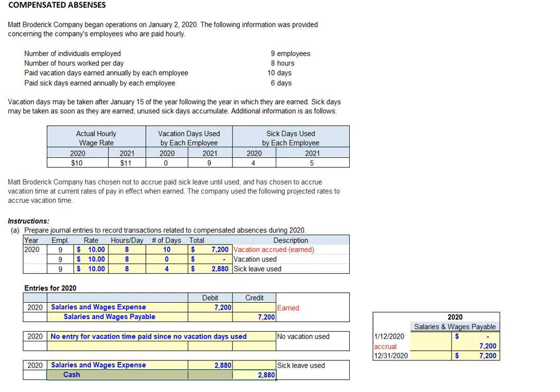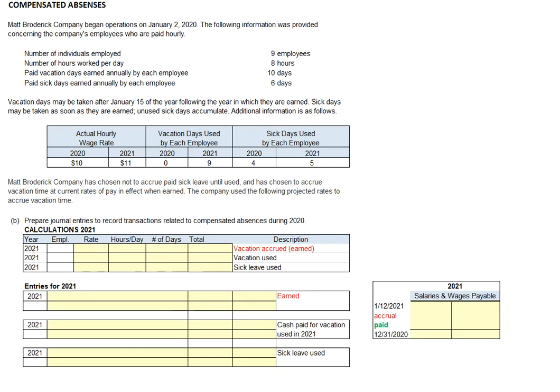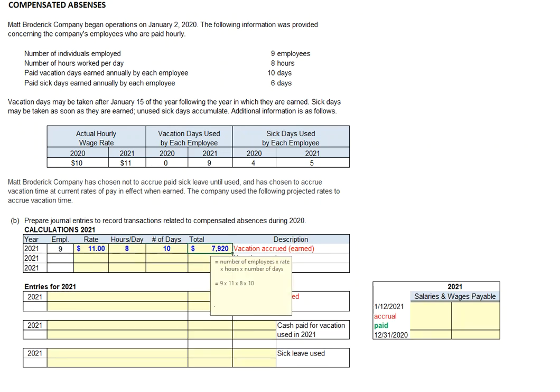All right, for 2021, we are told that in terms of accrued vacation, again, we've got 9 employees. We're now accruing at an hourly rate of $11 an hour, the same 8-hour days, the same 10 days of vacation time. So our accrual will be $7,920. We will debit salaries and wage expense for $7,920, and we will credit accrued salaries and wages, or salaries and wages payable.